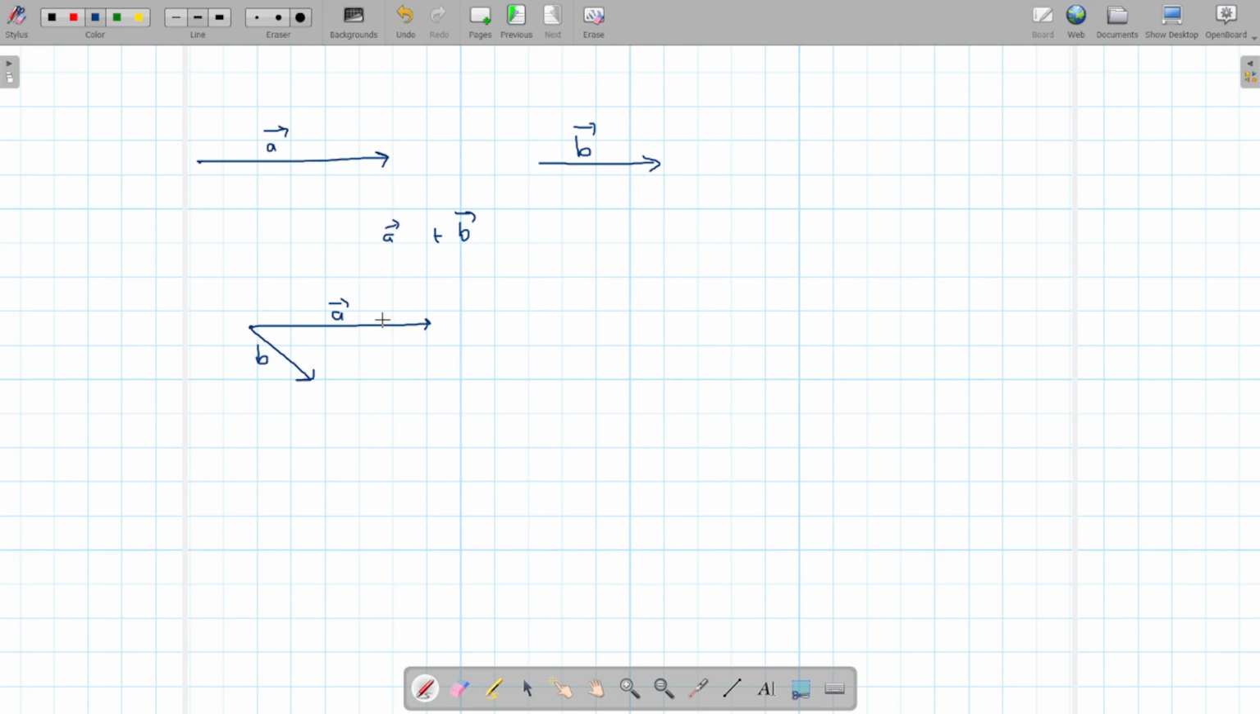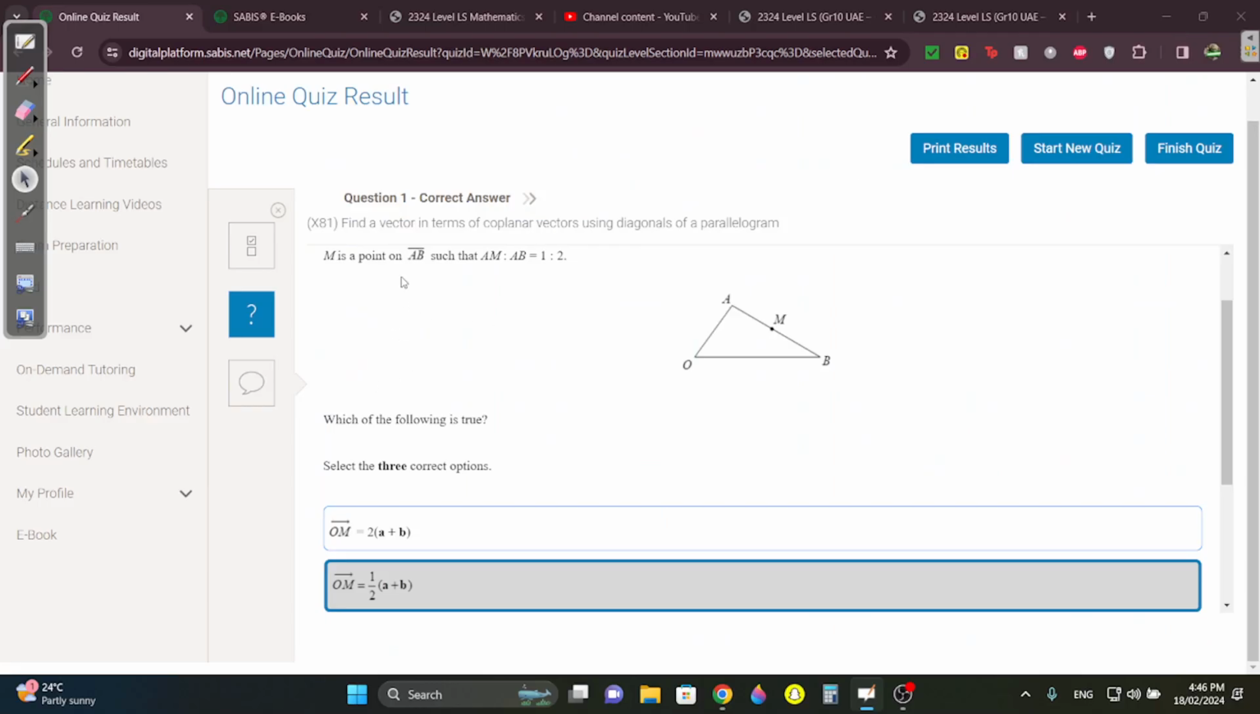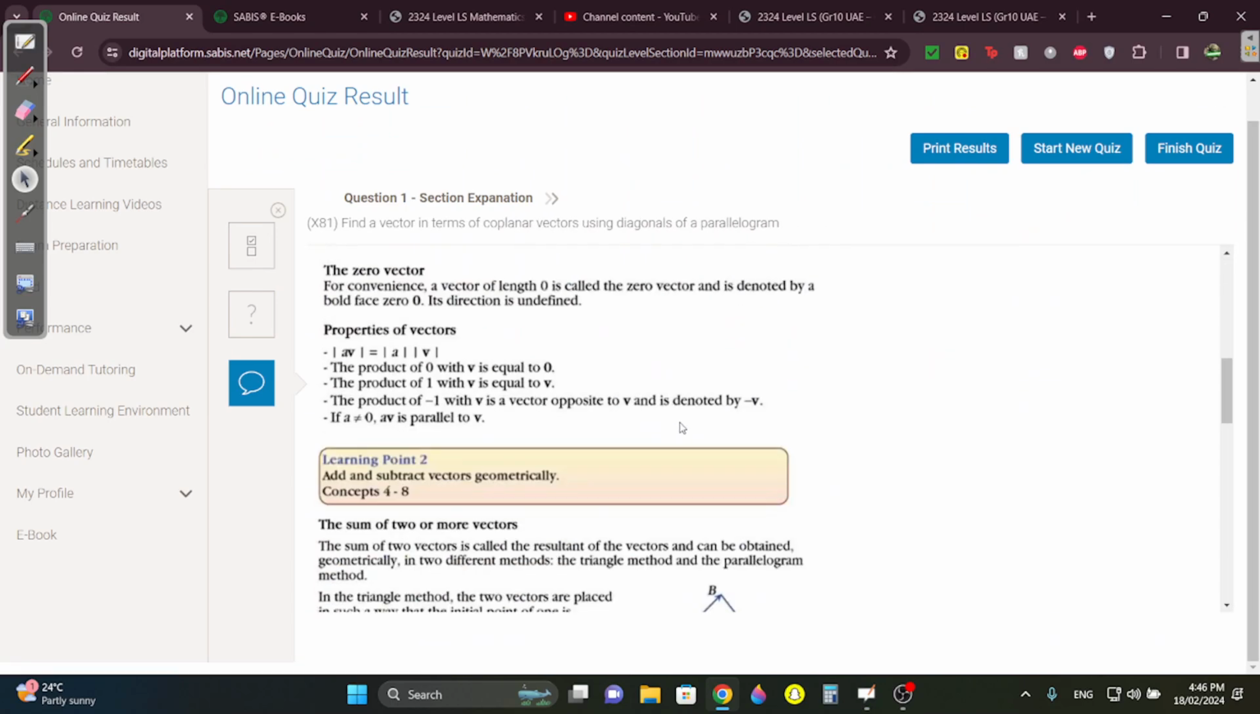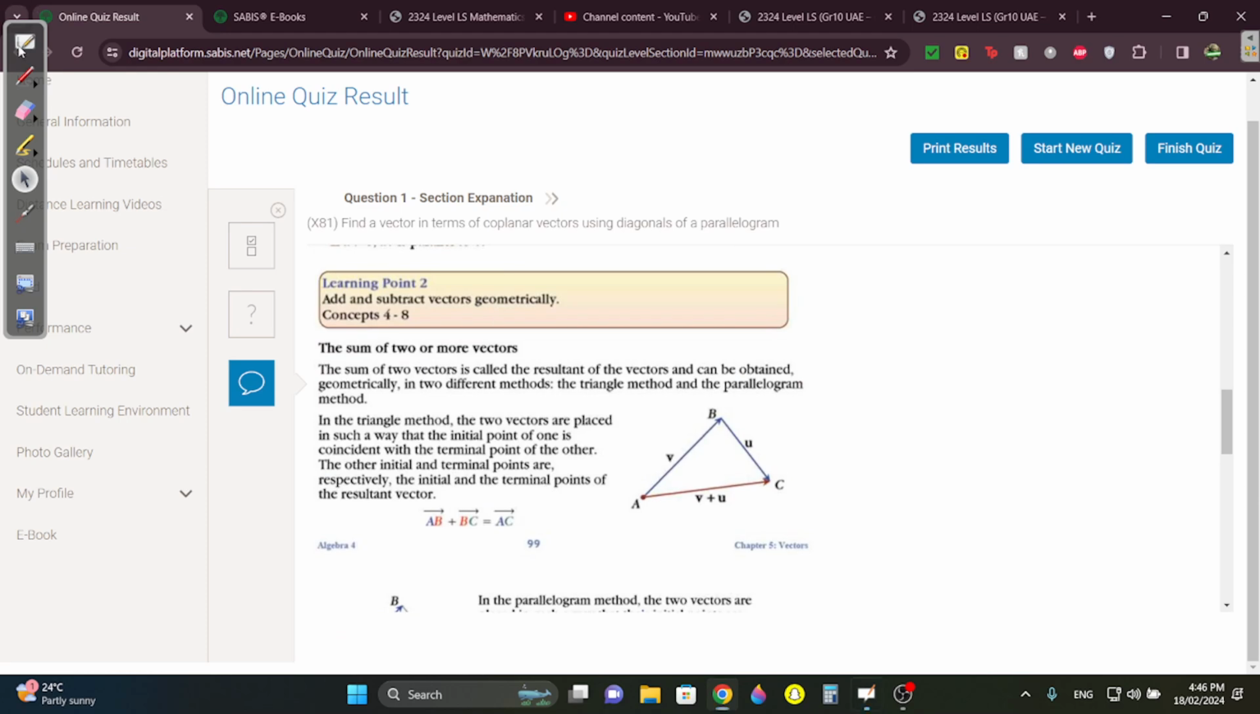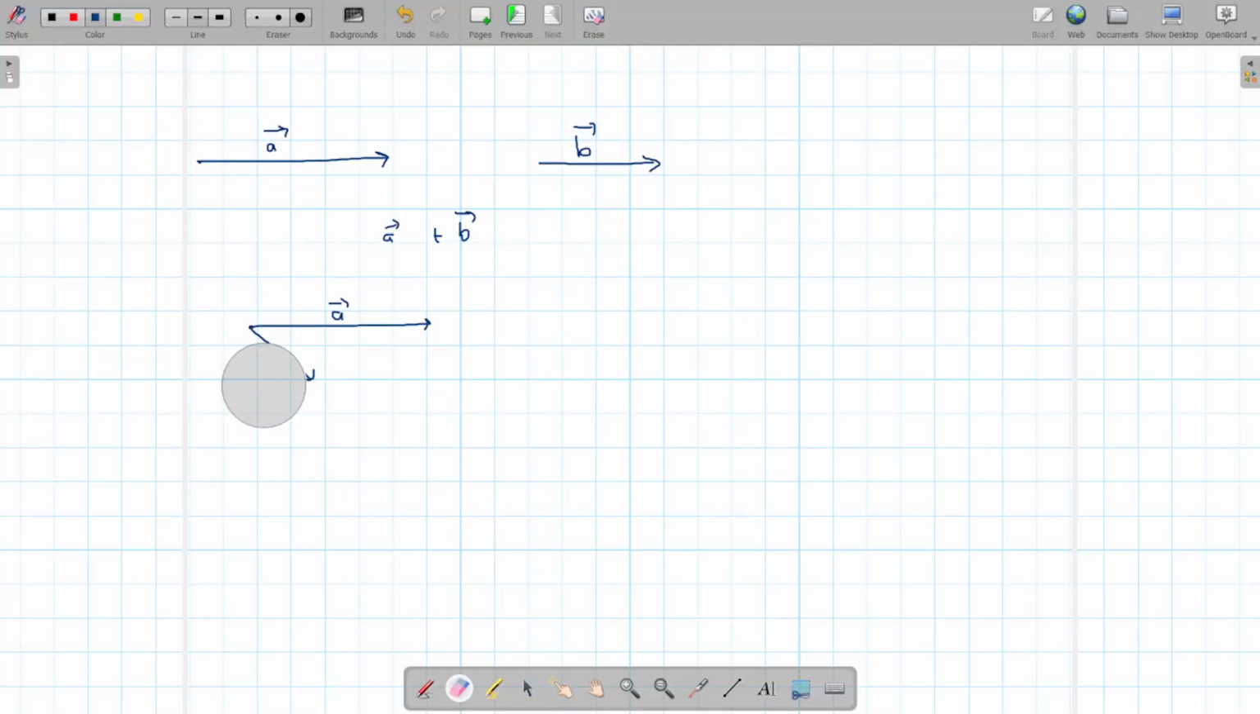Wait, is this correct? Hold up. Oh, that isn't correct. You don't do it like that. You don't connect it like that. You connect it so that the end point of a is the initial point of b. So you connect it like this. Now you're going to ask me, what do you do now? You just connect these two dots. Wait, I'll put it in a different color. And we'll call this vector a plus b.